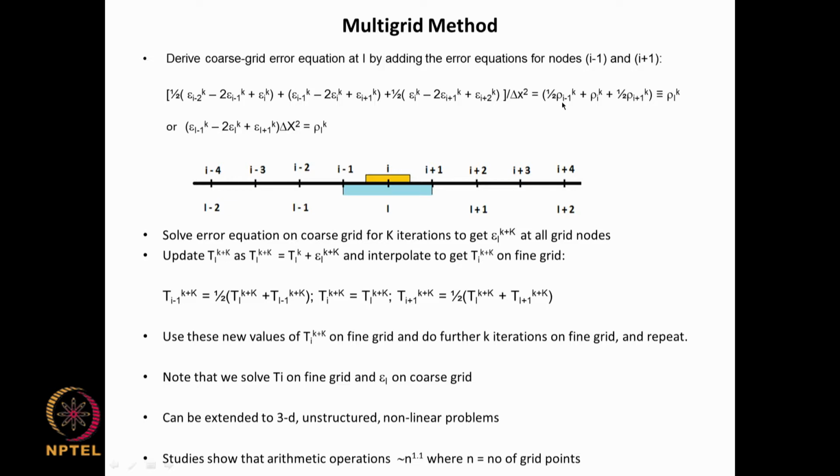Now, at the end of k iterations, we do not have these epsilons, but what we definitely have are rho_{i-1} and rho_{i+1}. So, these are known. The right hand side is known, and the sum of all these terms is the residual at capital I at the end of small k number of iterations. So, this is the residual on the coarse grid, and you can now write all these terms on the coarse grid as epsilon_{I-1}^k, 2 epsilon_I^k, and epsilon_{I+1}^k.